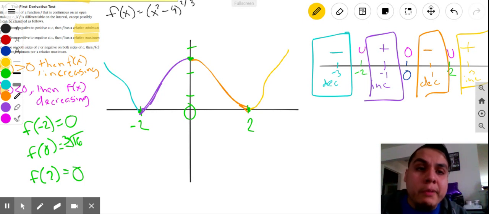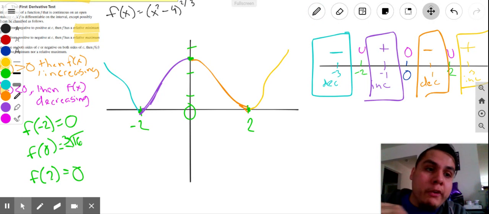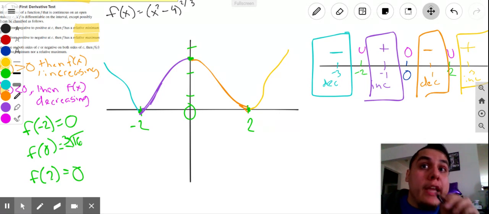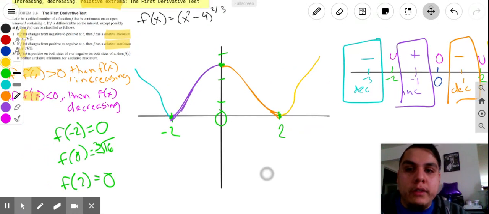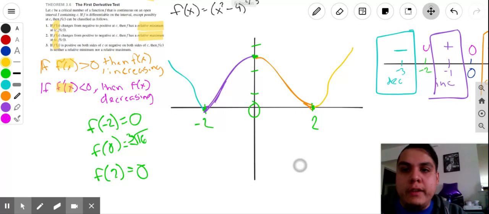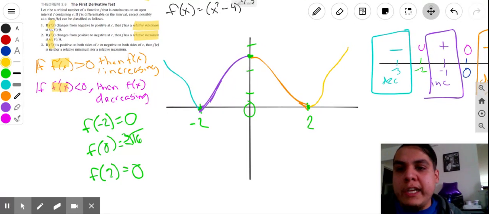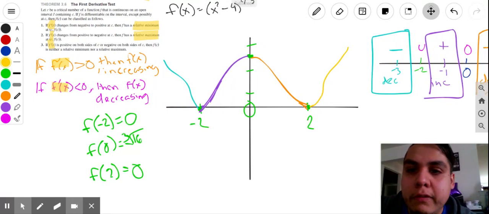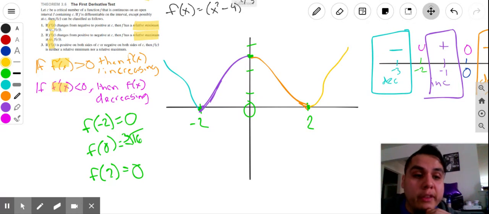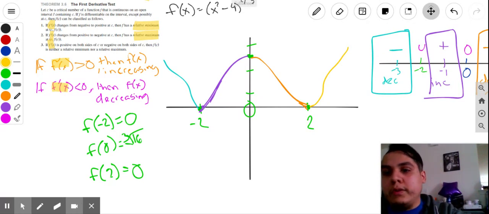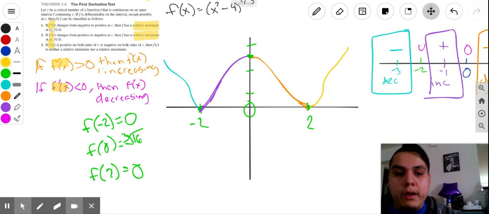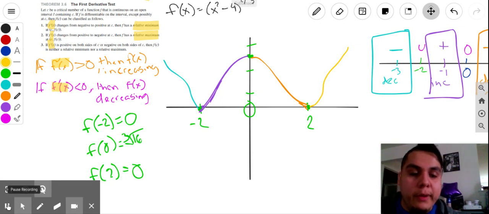So now let's look back at the wording. And by the way, if you're looking at the textbook, the first derivative test is on page 180. So it says, if the derivative changes from negative to positive, you should have a relative minimum. So let's go ahead and document that I have a relative minimum.